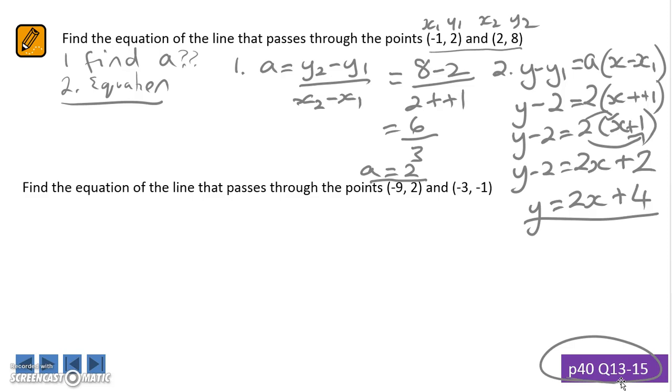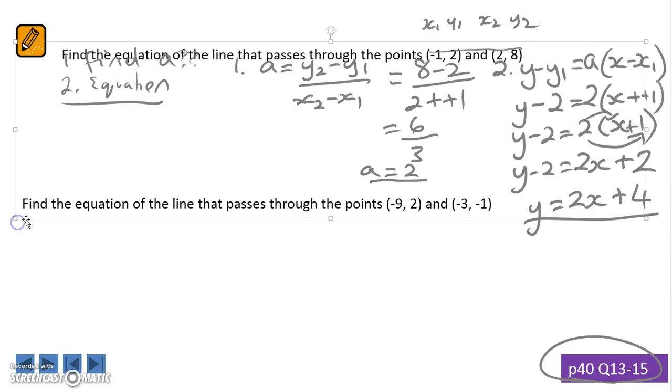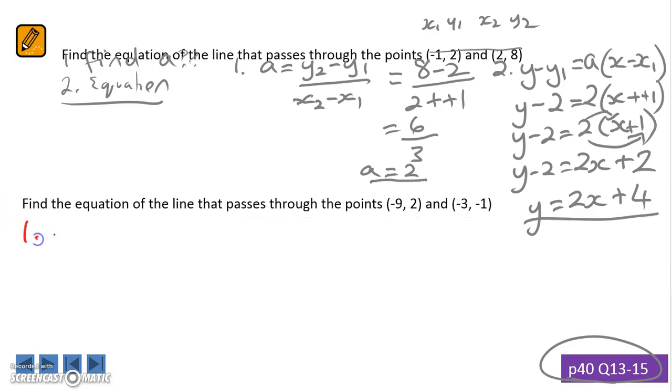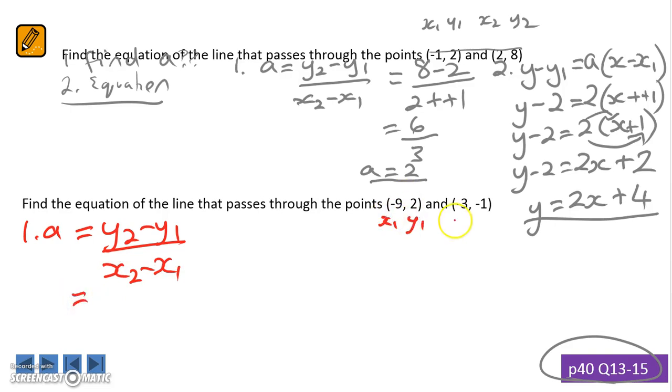So let's go back to this one if you want me to show you one more example. So we've got to find our gradient first. So to do that, we need to label each pair. And so we've got minus 1 minus 2 divided by minus 3 minus 9. A whole lot of minuses in this, so just make sure that you remember your rules and don't forget to bring them along with you.